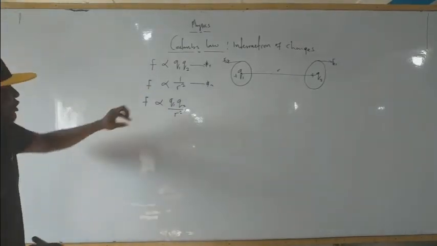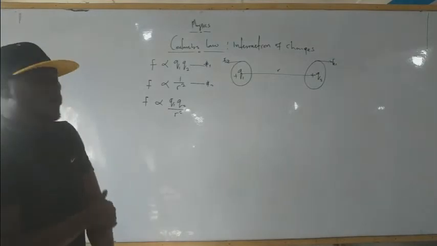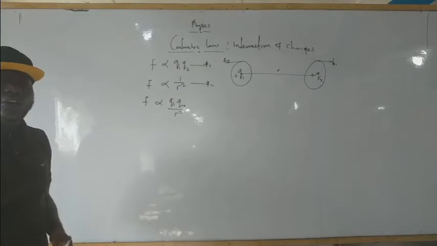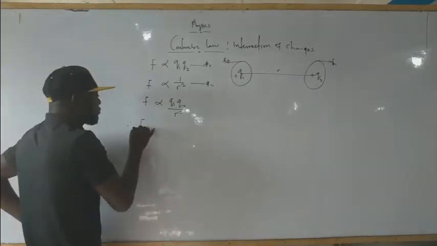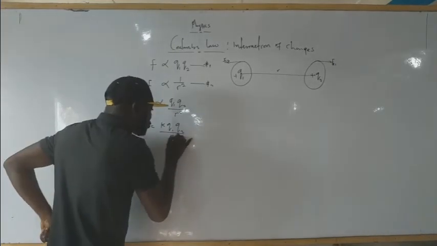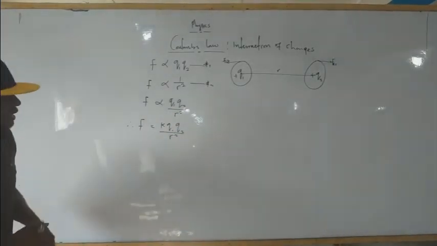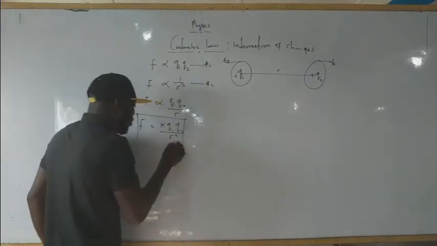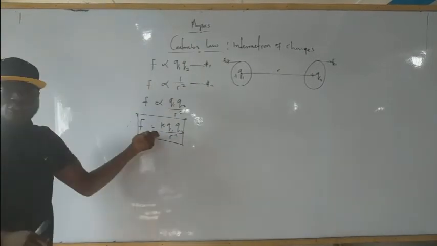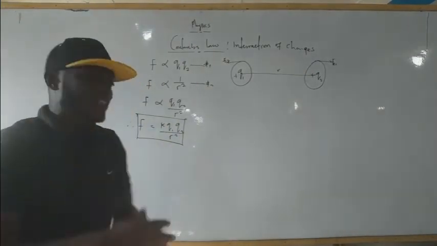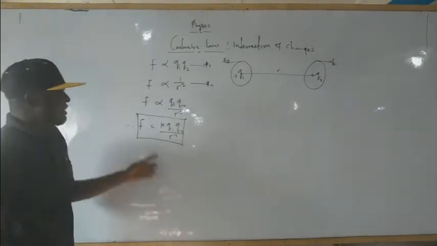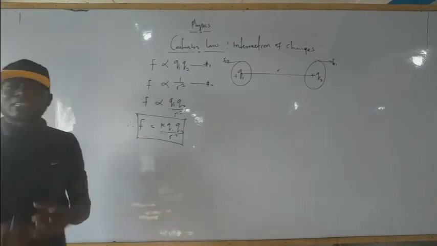And we know that this is called the proportionality sign. To remove this sign, we apply an equality sign and a constant K. So therefore, F equals K Q1 Q2 over R squared. Okay? This is the mathematical representation of Coulomb's law, which says that the force of attraction or repulsion between two different charges is directly proportional to the product of the charges, Q1 and Q2, and inversely proportional to the square of the distance apart.